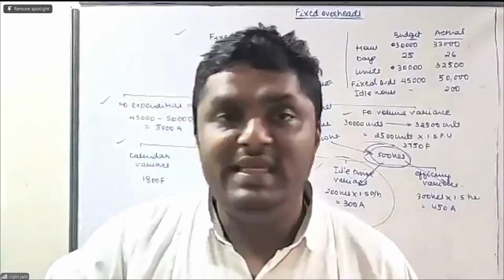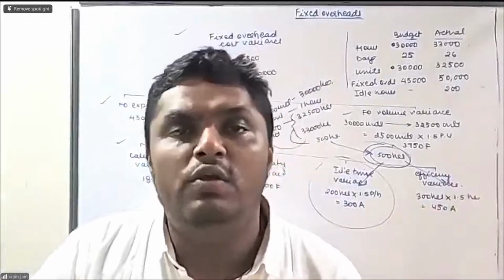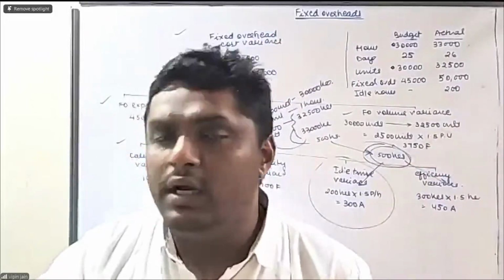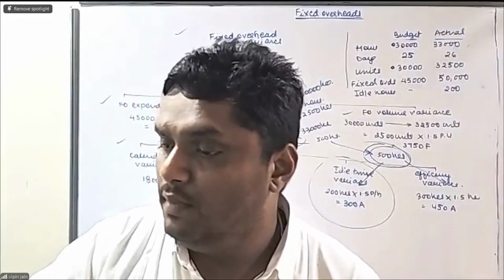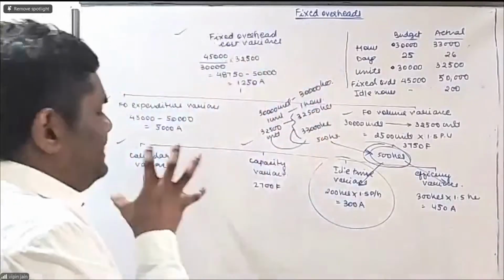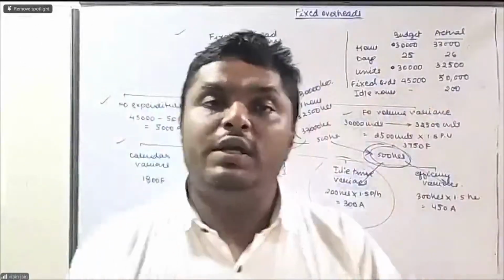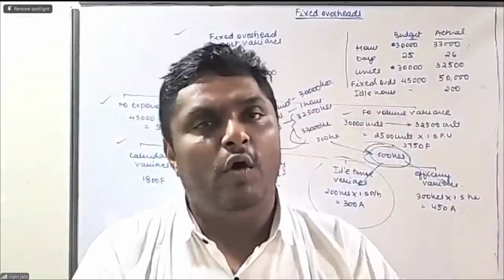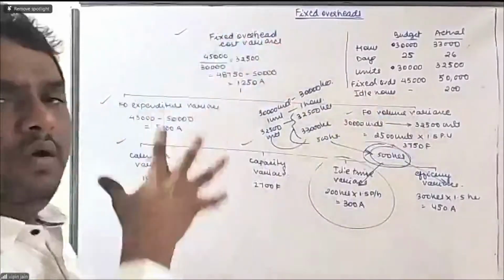It can be any. See, at the end of the day, the variance are to be denoted in rupees only, not in units, hours. So that's why we are applying the rate and converting it into rupees. So very important, guys. Calendar, capacity, efficiency will be volume. So the total of calendar variance plus capacity plus efficiency will be volume, and volume plus expenditure will be cost variance.